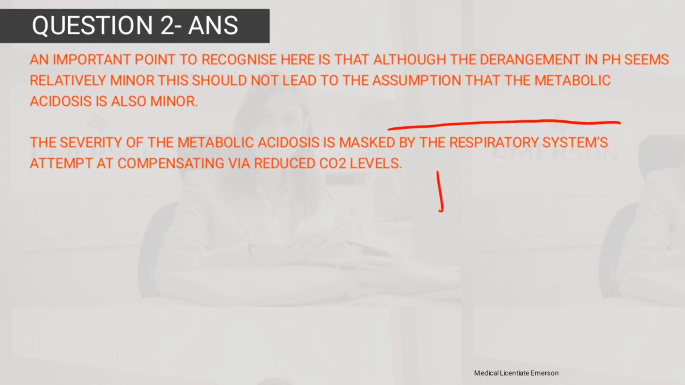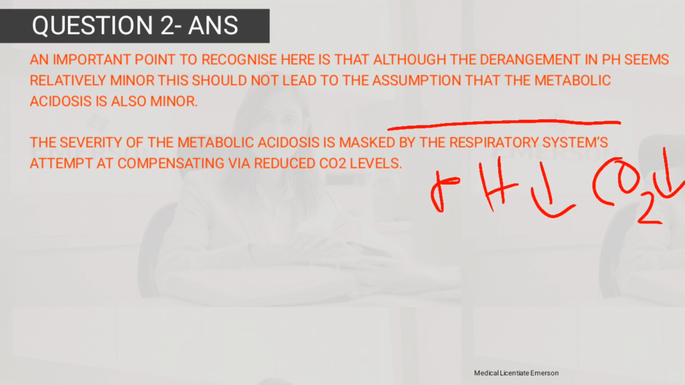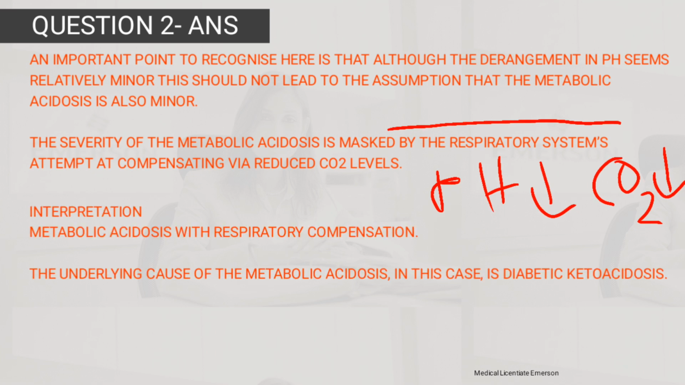So in short, the pH of course was low, but the carbon dioxide levels were also low. The carbon dioxide levels were low because of respiratory compensation, so that they try by all means to bring back the pH to normal levels. Okay, so in terms of interpretation, this is a metabolic acidosis with respiratory compensation.